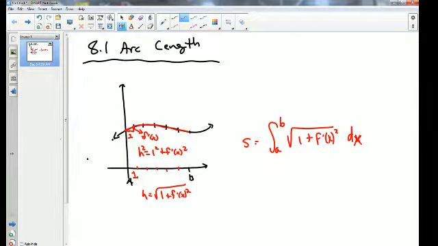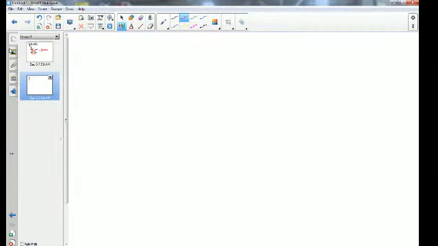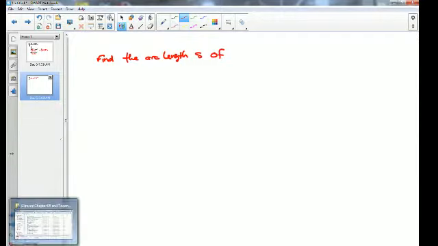So let's look at a couple of these and calculate some arc lengths. Let's see. Find the arc length S of x.